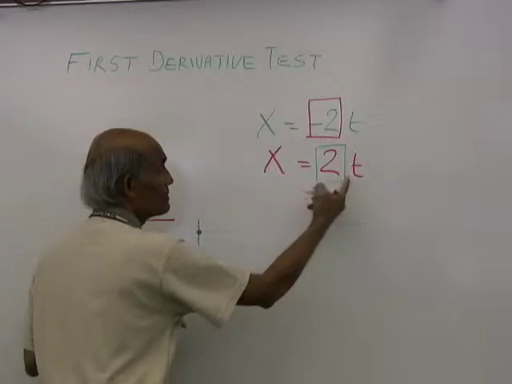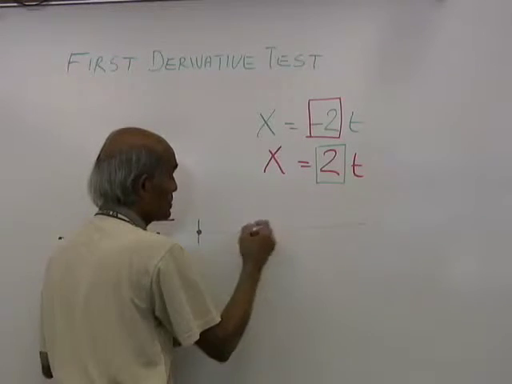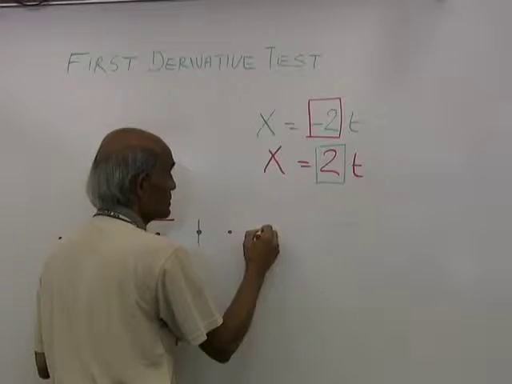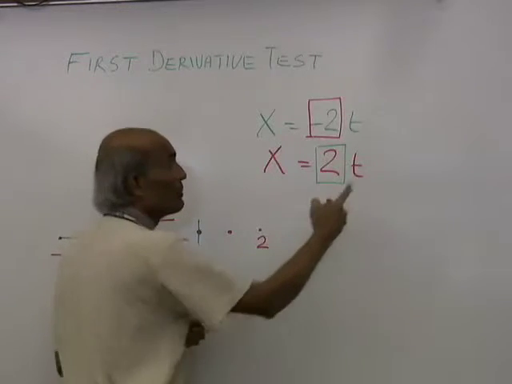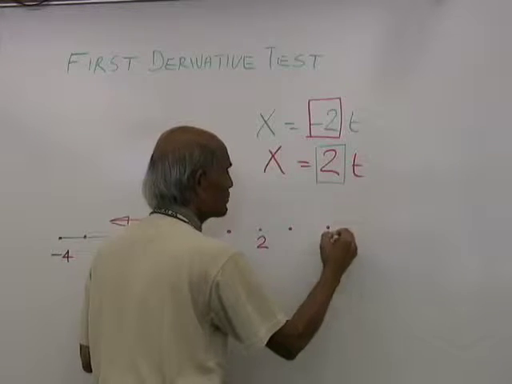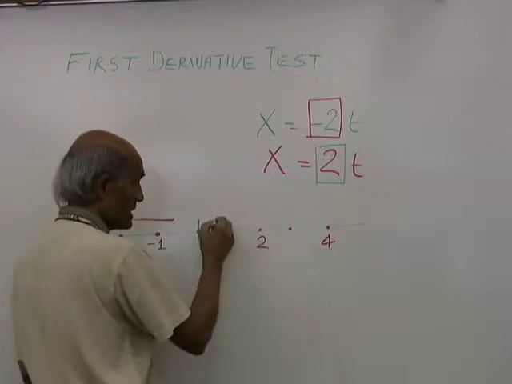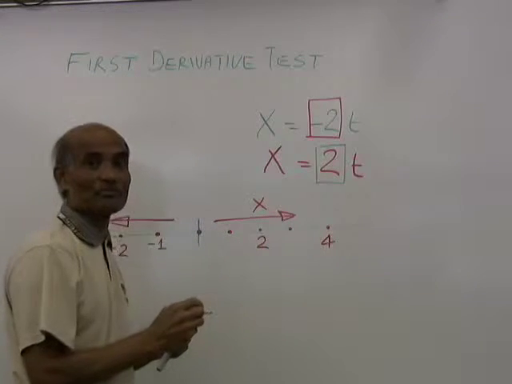On the other hand, if the derivative is positive, look at that. When t equal to 1 in the second function, where is the object? The object is at x equal to 2. When t equal to 2, the object is at x equal to 4 meters. Here you have an increasing function.